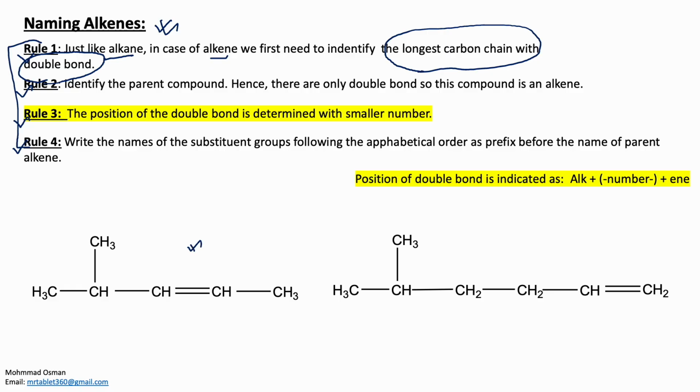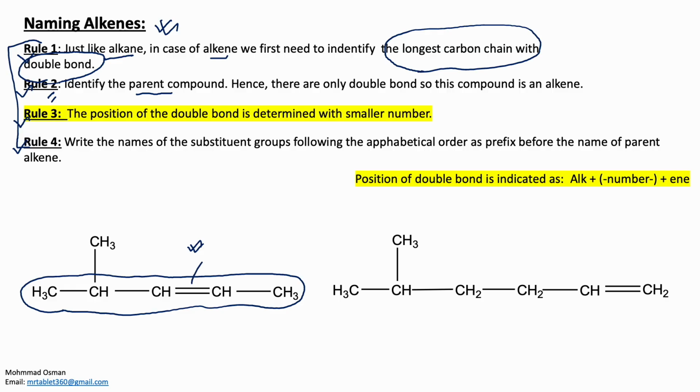Now if we come to this compound, the longest carbon chain with a double bond is definitely this one. Rule number two tells us to identify the parent compound. If you look at this compound, there is only a double bond, and definitely this is an alkene because a double bond is always present in alkenes. Rule number three is one of the most important rules when naming alkenes. It tells us the position of the double bond is determined with the smaller number.